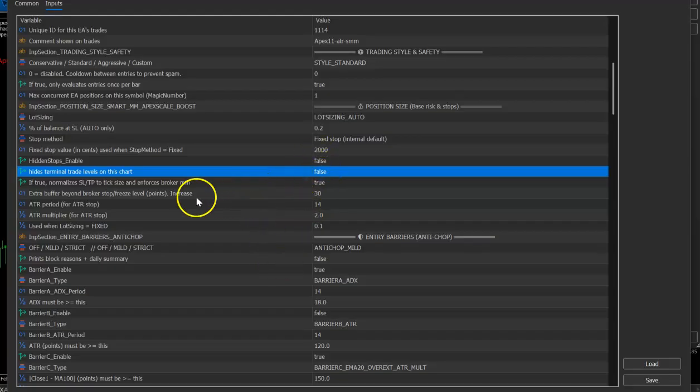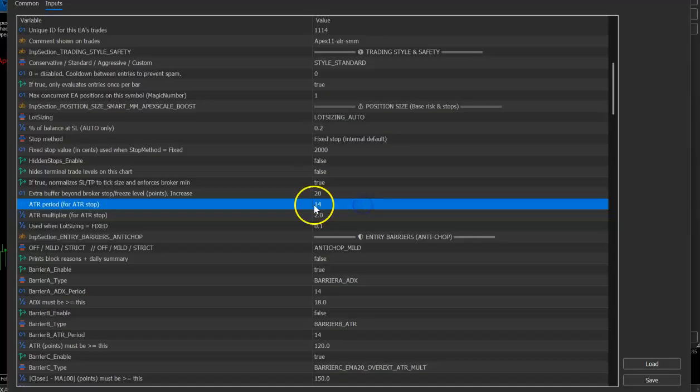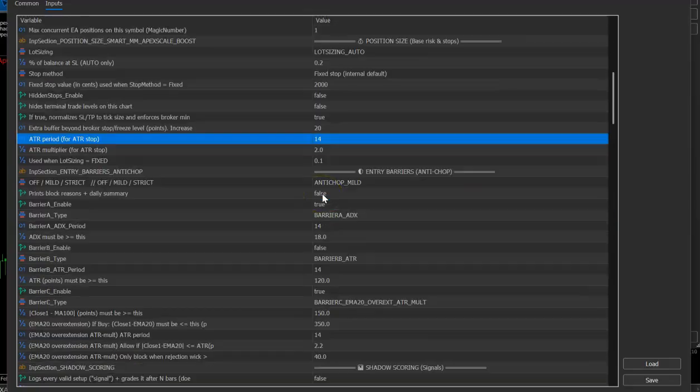That should be a 20 extra buffer. That's just for our stops, in case some brokers don't allow tight stops.